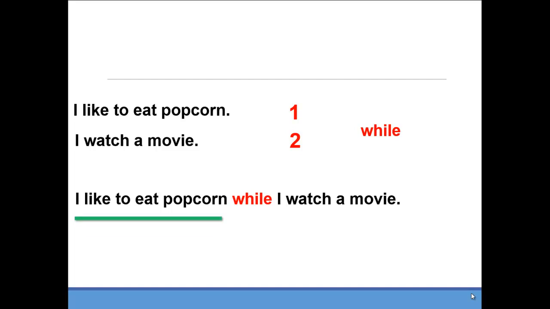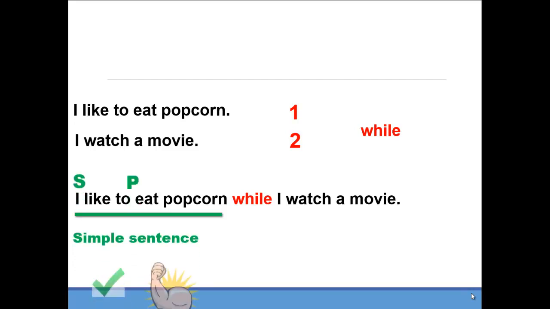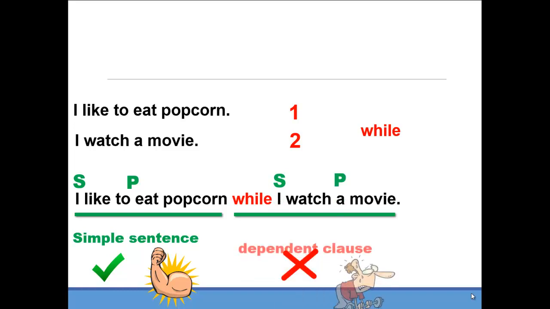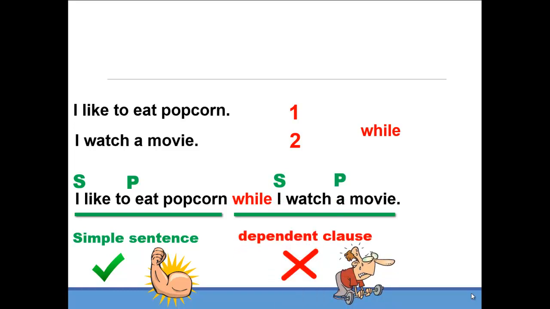Let's check the first part. I like to eat popcorn. Can we use this part of the sentence without the other? Yes, we can use it. So it is a simple sentence. What about the other part? While I watch a movie. What do you like to do while you watch a movie? We don't know. So can this part of the sentence be used alone? No. So it is a dependent clause. Why? Because it depends and it needs the other part of the sentence to make sense.